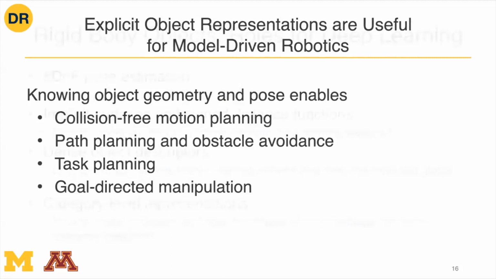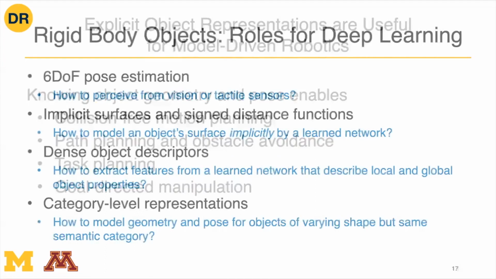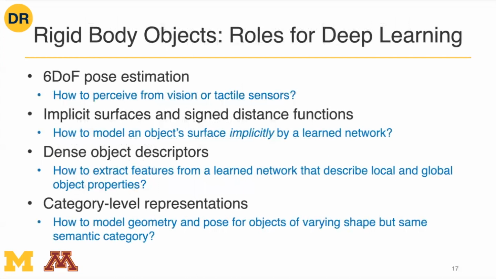But having said that, the deep learning community recently has been finding roles for deep learning to actually model rigid body objects. And so there's a number of different approaches and perspectives that have been used for applying deep learning to rigid body object modeling. And so in next week's seminars, we're going to be looking at a set of these directions and uses.